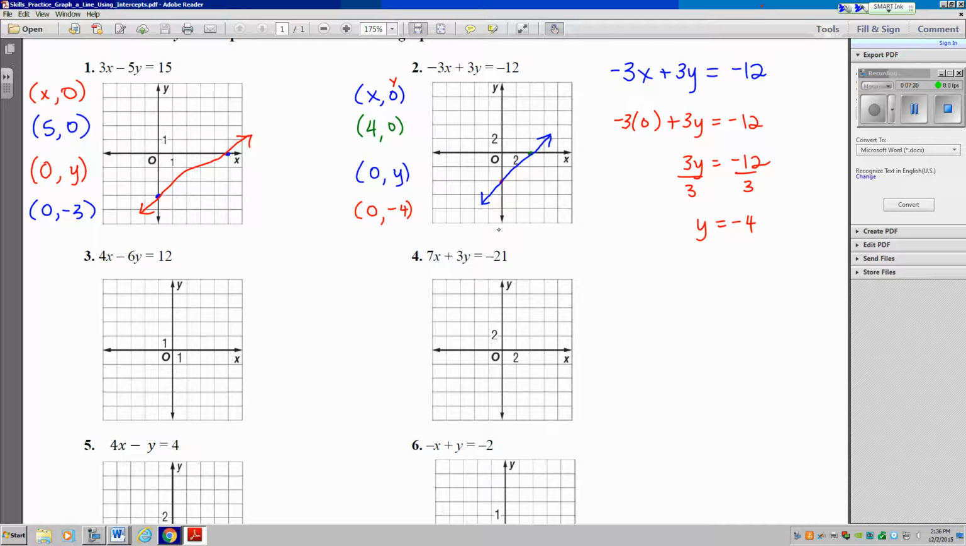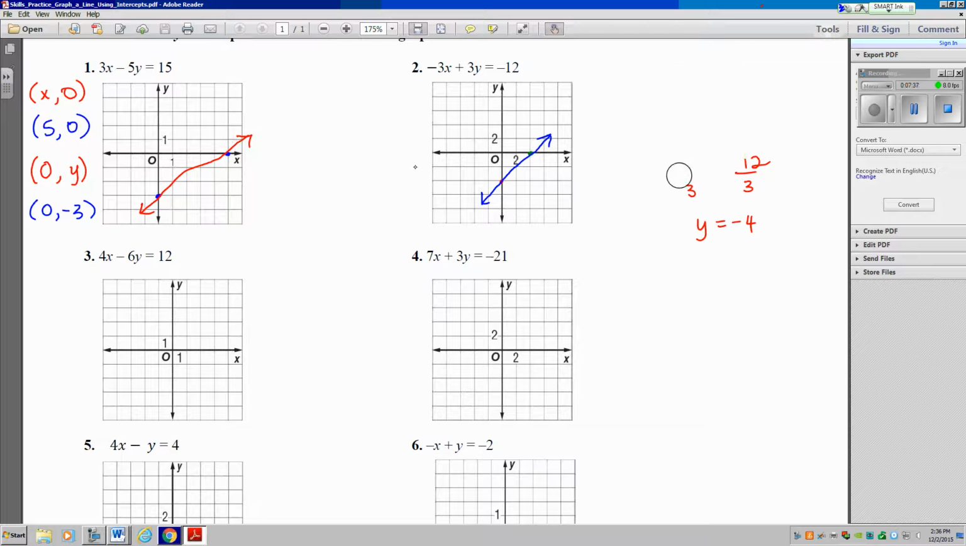Okay. All right, let's look at the next one over here. All right, so this time I'm going to just put the parentheses over here, and I'm going to write 0 for x, and I'm going to leave it open. So let's find our y first. So let's put in 0 for x, because this is x. So 4 times 0 minus 6y equals 12. Notice that goes away, leaving me with negative 6y equals 12. So y equals negative 2.